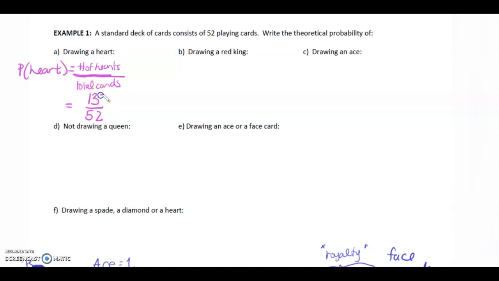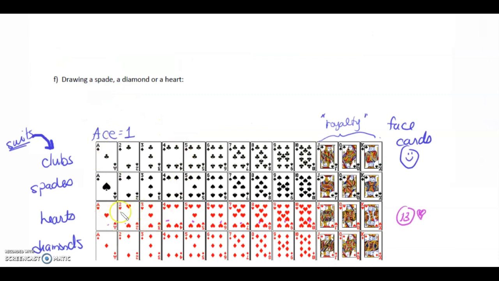We did this in our 2.0 warm-up, the prerequisite skills. Let's divide both of those by the same number so that we can simplify to the lowest fraction. 13 is a prime number, so we can only divide both of these by 13, and 52 does divide by 13. We get a quarter. In other words, 1 out of every 4 cards is going to be a heart. A quarter of all of the cards is going to be a heart.